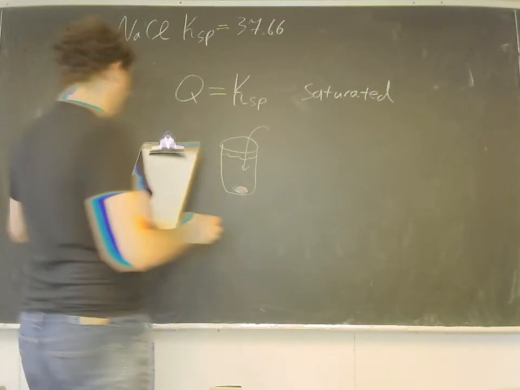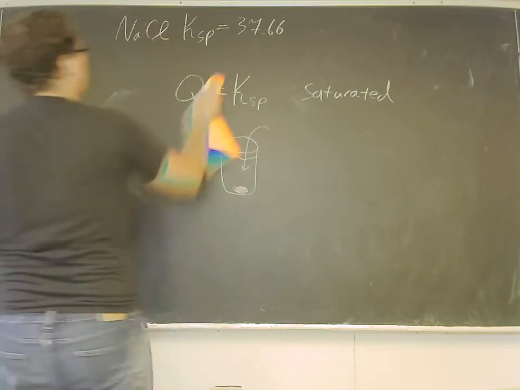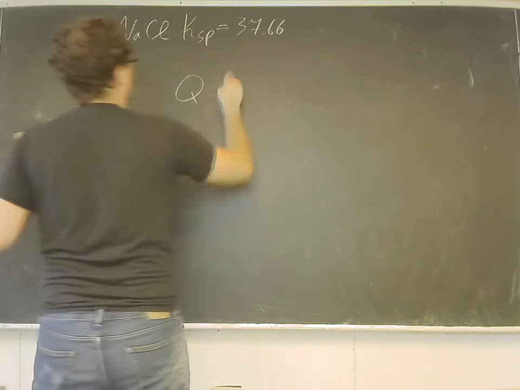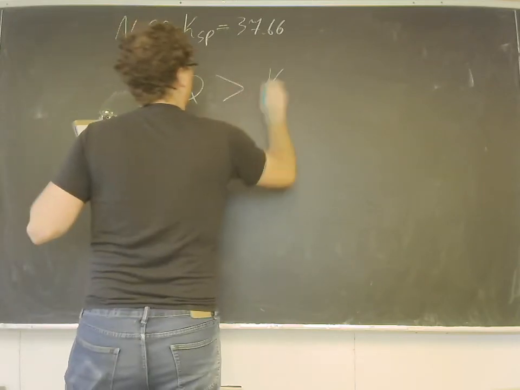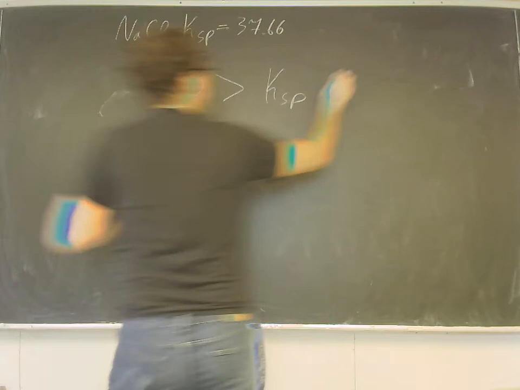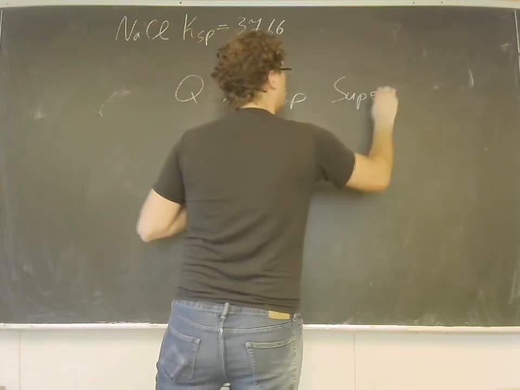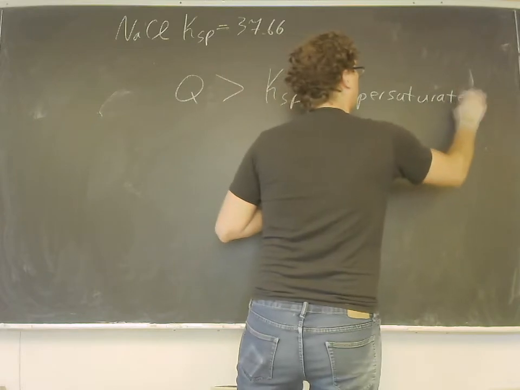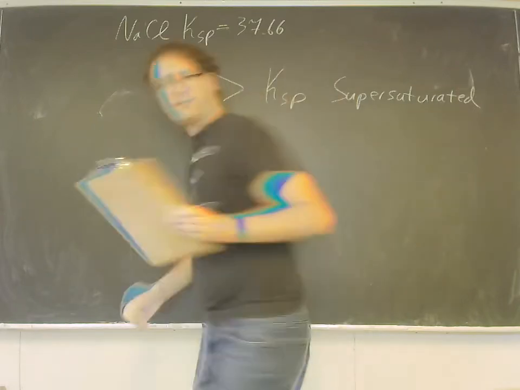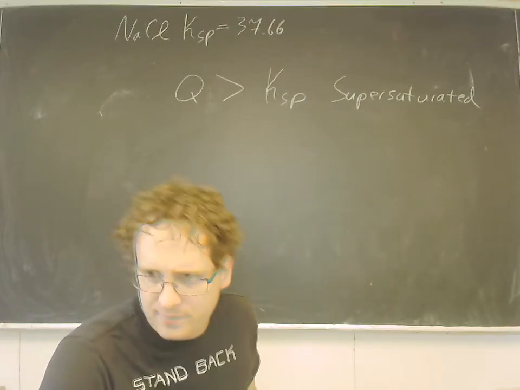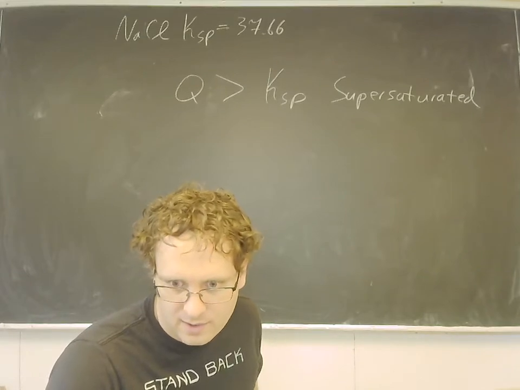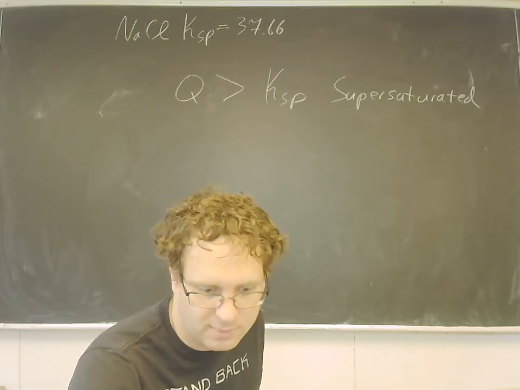And then finally, we can have situations where Q is greater than K. And we call these supersaturated. And there are a couple of different routes that a supersaturated solution can go. So give me a sec here to get the slideshow set up.